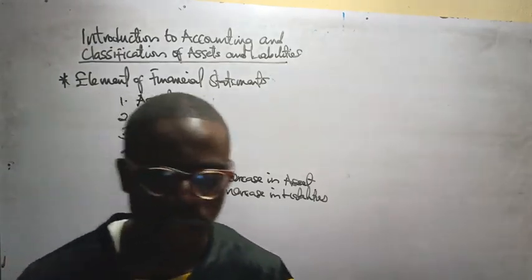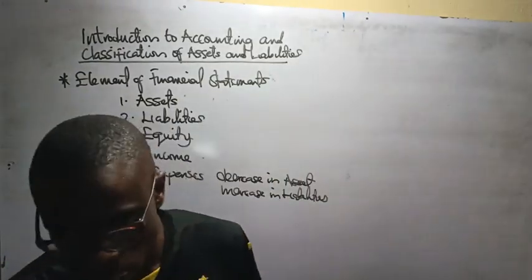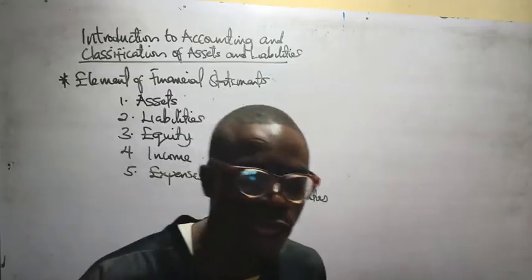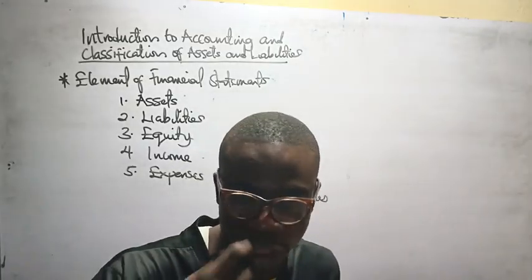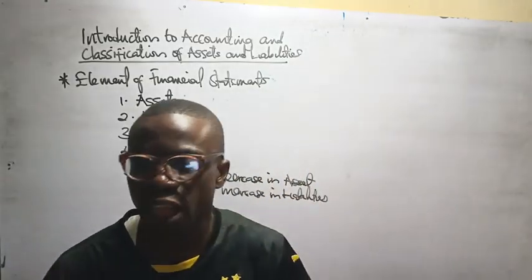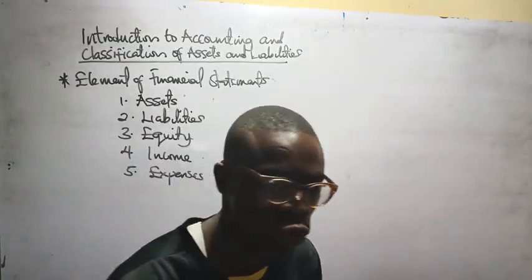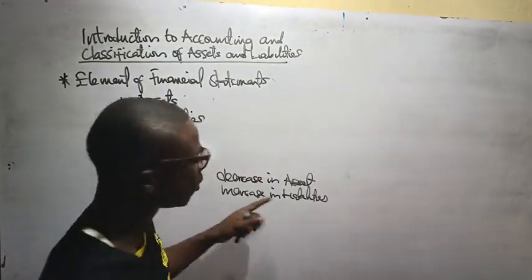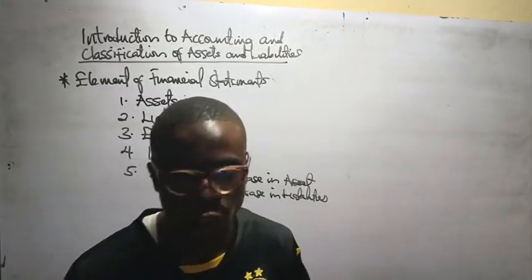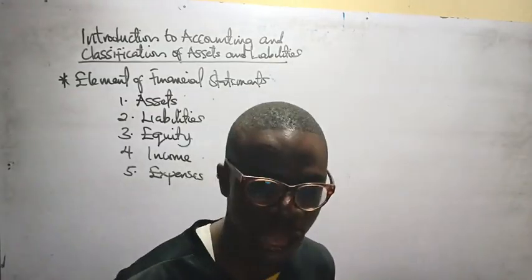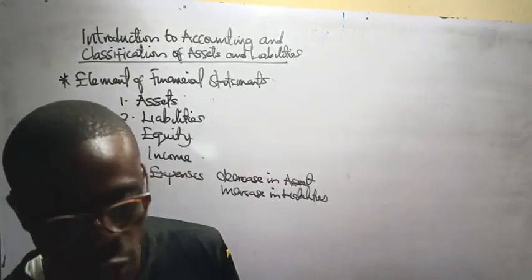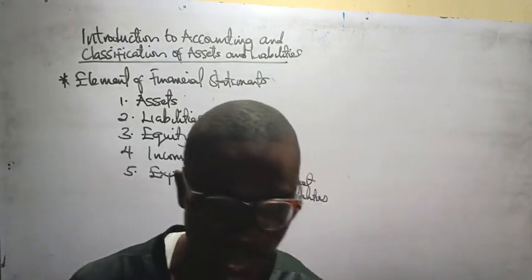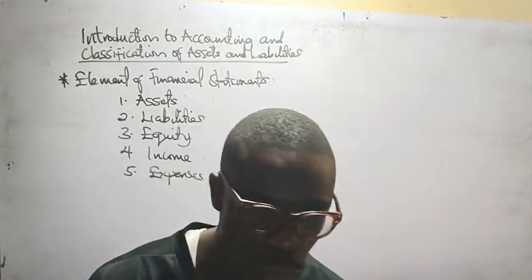Or let's say you have a liability, something that you are supposed to pay 6,000 naira for, and because you have defaulted in the payment, the amount has increased from 6,000 naira to 6,500. That means the liability has increased, and because it has increased, you have incurred an additional cost of 500 naira. That's what we mean by expenses.